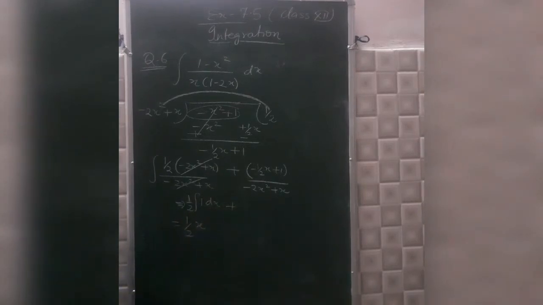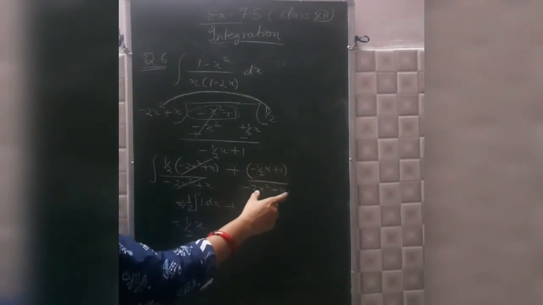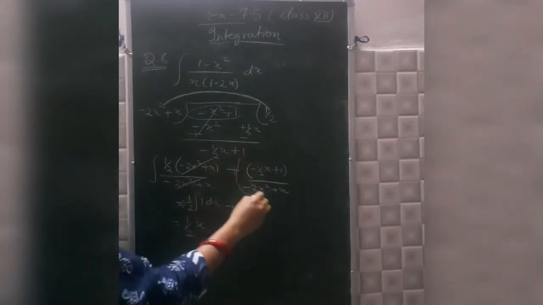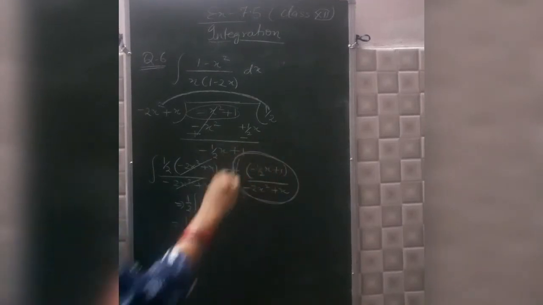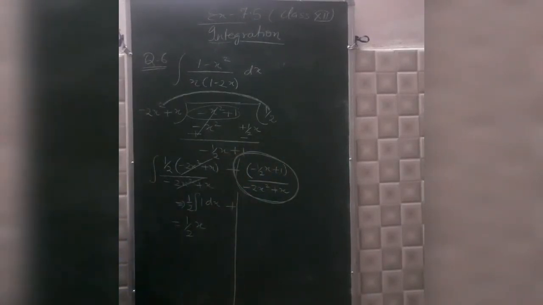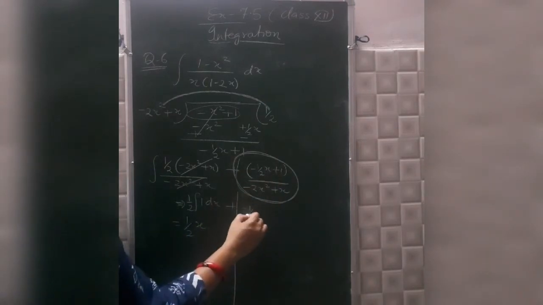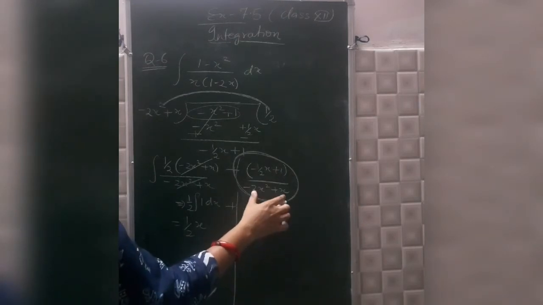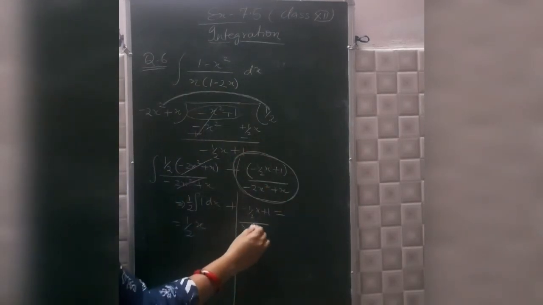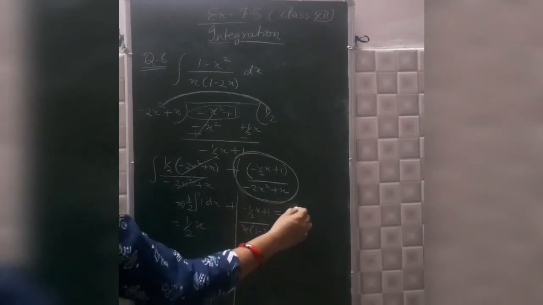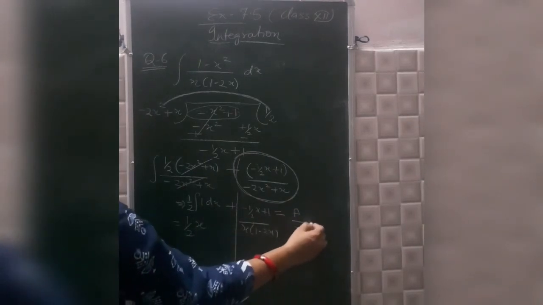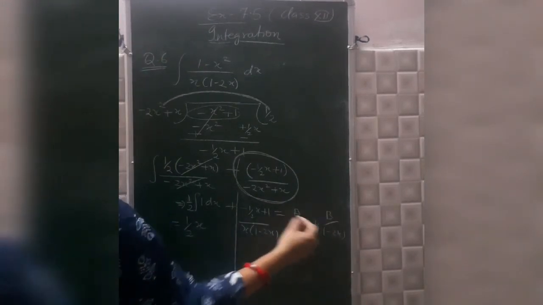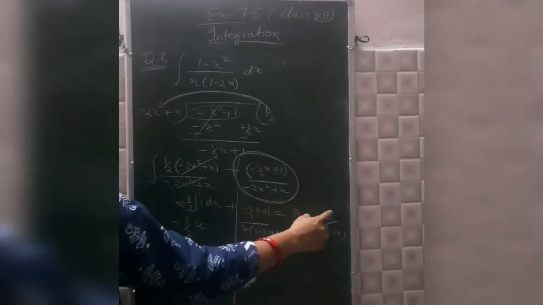Now in the second part, this is a linear expression and this is a quadratic expression. In this case you will use the method which you have used in the first 5 sums. So according to the first 5 sums, this linear part, minus half x plus 1, divided by this quadratic, which is x into (1 minus 2x), can be written as a by the first linear factor, that is x, plus b by the second linear factor, 1 minus 2x. Now comparing on both sides, you will find the values of a and b.